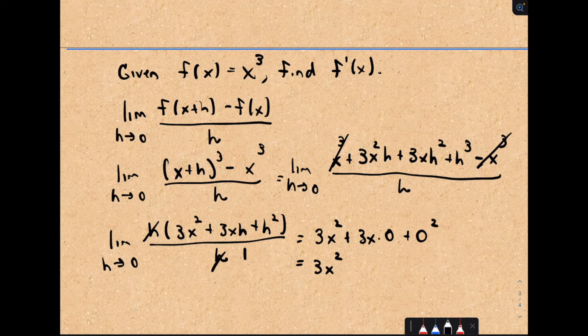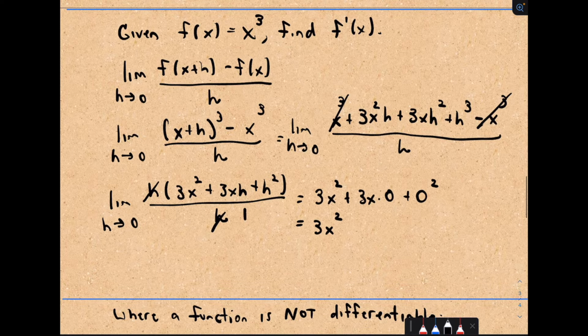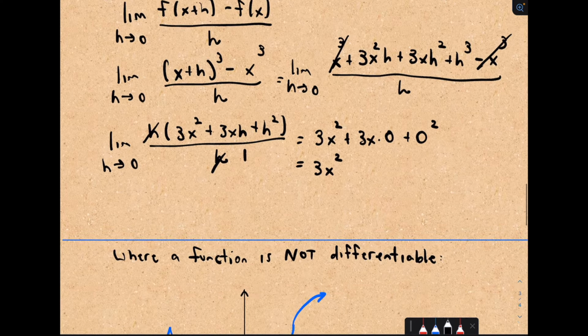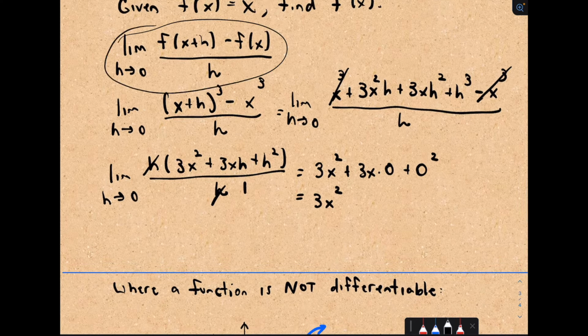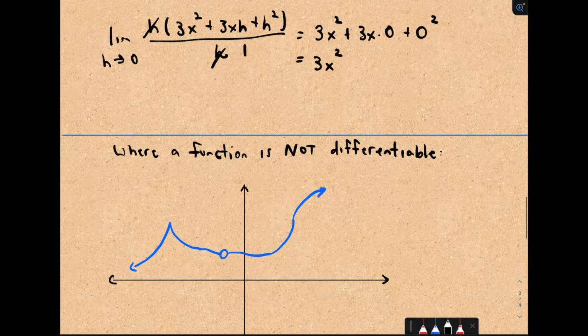We get 3x squared. And again, there are going to be shortcuts that you'll learn. You can just look at that and say, oh, it's 3x squared. You won't have to go through this whole process, because especially when you get to more complicated functions, evaluating this limit is difficult, if not impossible.